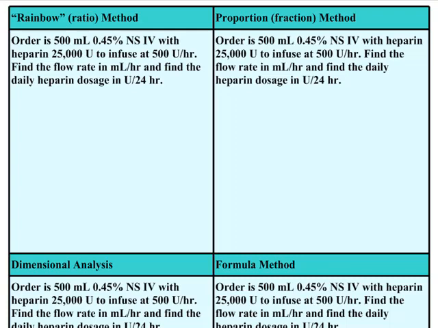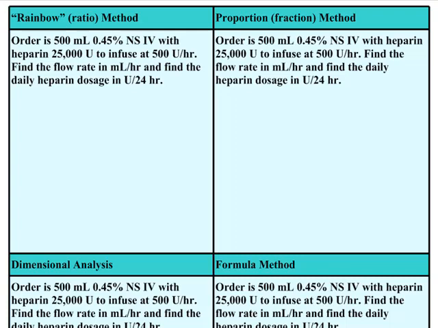Let's try some heparin calculations. Let's look at our first problem. The order is for 500 milliliters of normal saline IV with heparin 25,000 units to infuse at 500 units per hour. They want us to find the flow rate in milliliters per hour and then find the daily heparin dosage in units per 24 hours.